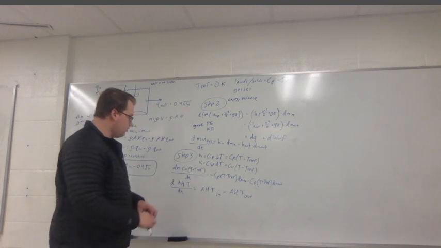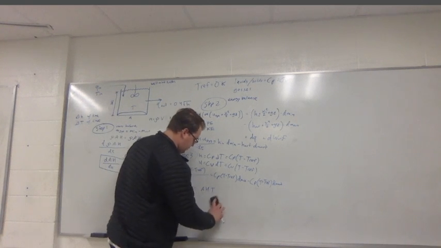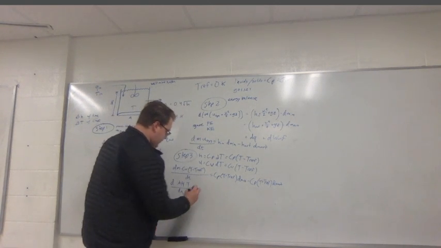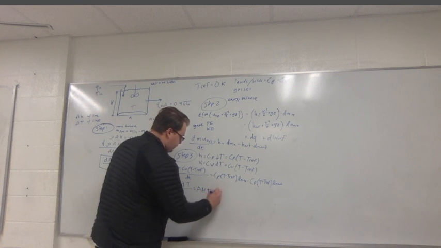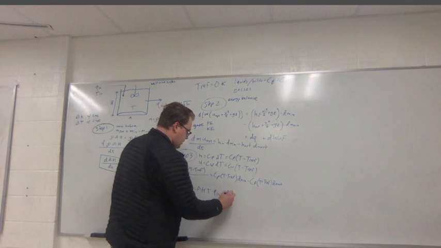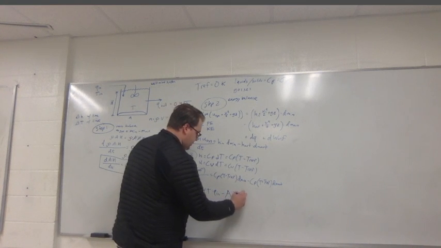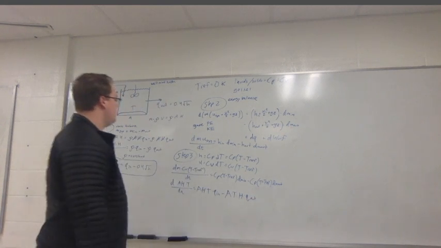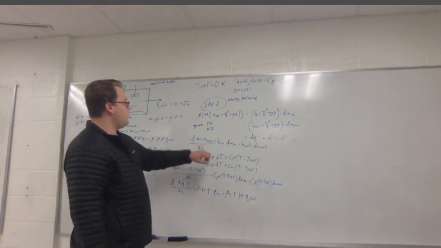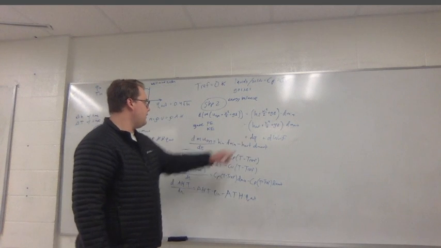I forgot to add in flow rate. That's why I'm confused. So this is going to be area times height times temperature times flow rate in, minus area times temperature times height times flow rate out. My mistake. This is that up here. I forgot to add that in.